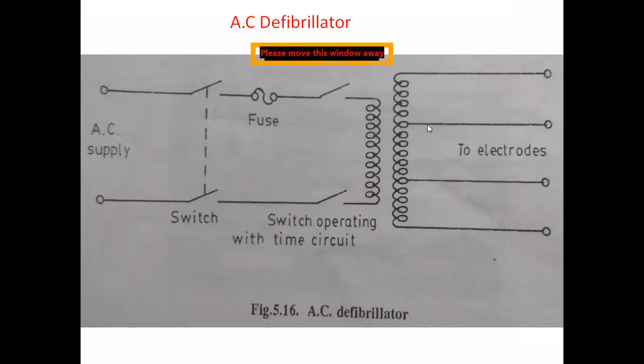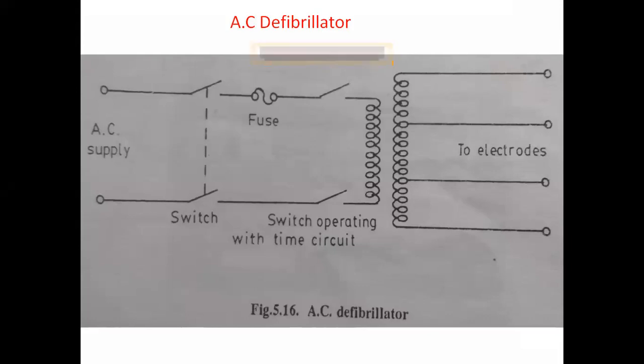The application of this AC supply depends upon the timing circuit. There will be an RC timing circuit, and the time period, how much time we have to apply, is also important. If you apply for too long, in terms of seconds or minutes, it causes the death of the patient. How much time we apply these pulses is also an important factor.